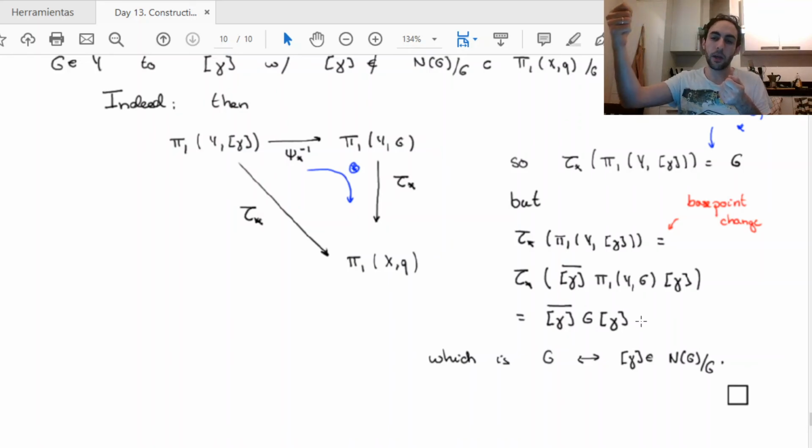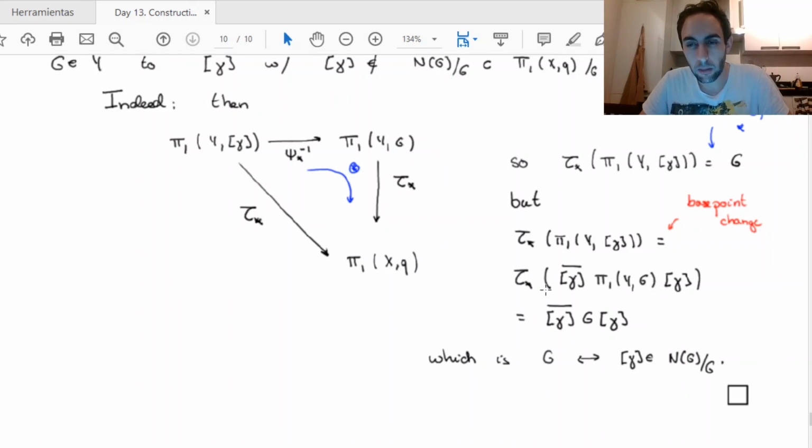You relate them by a base point change, by conjugating by a path. What should this path be? The path is exactly the class of gamma, or rather its lift. So you take the elements in this fundamental group and pre-compose them by this lift of gamma, and then post-concatenate them by the reverse. This is some conjugation, and now you push it forward. When I push forward, this part inside maps to G by assumption, but this goes to the class of gamma, and this goes to the class of the reverse of gamma.